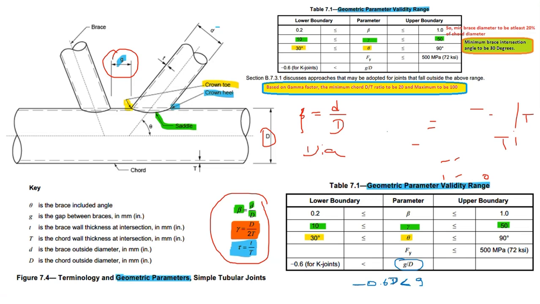That means this gap, can G be minus? If G is minus, what will happen? It will be an overlapping joint. Minus means overlapping joint. We normally tend not to choose overlapping joints, but in some cases it is allowed also. If it is overlapping, then we have some certain requirements that also we need to follow.